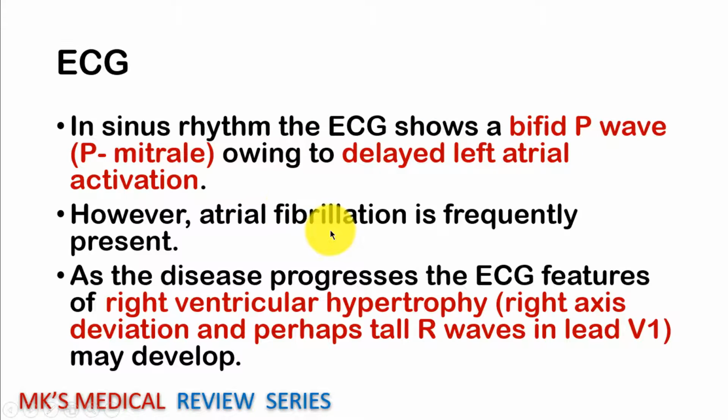You may sometimes get atrial fibrillation, where you get absent P waves and an irregular rhythm. Then of course, as the disease progresses, you may get features of right ventricular hypertrophy, that's your right axis deviation, and you may get tall R waves in lead V1.